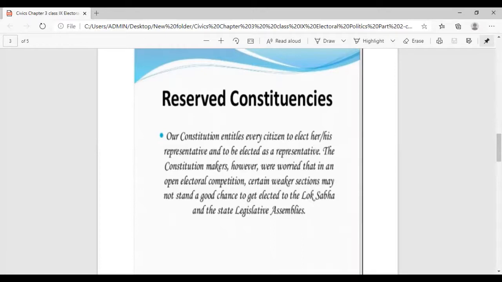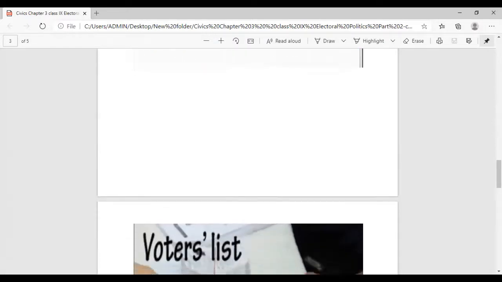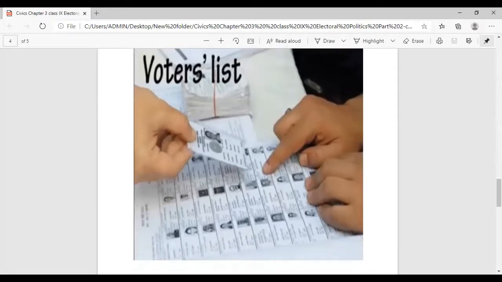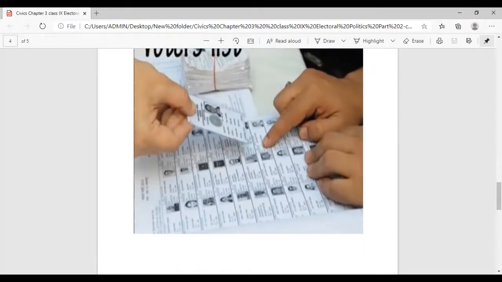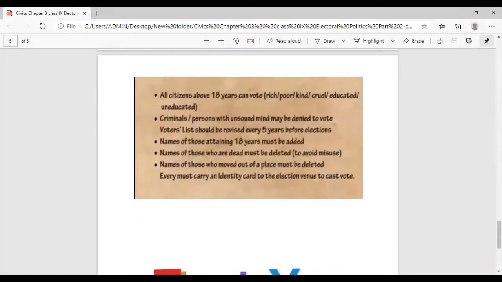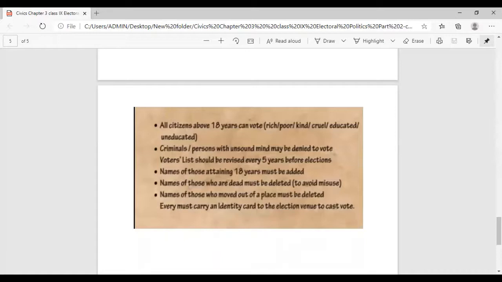Now let's move on to the next subtopic, explaining about the voters list. Here you can see the image of the voters list as well as an image of a voter ID card. And in the next slide, it is explaining about the criteria of the voters list. Now let's analyze who can vote. Let's quickly look at the criteria for voting.